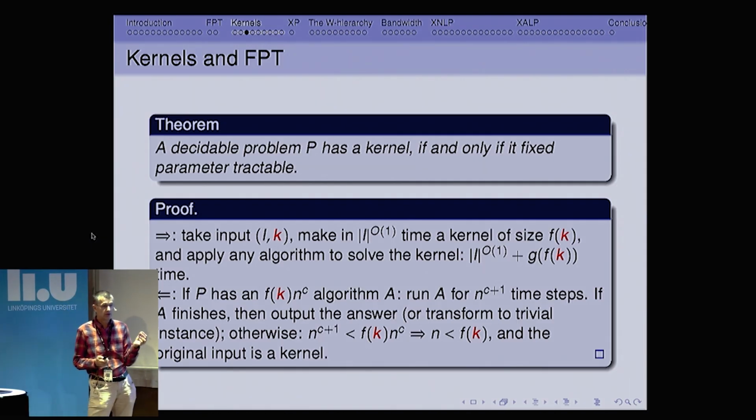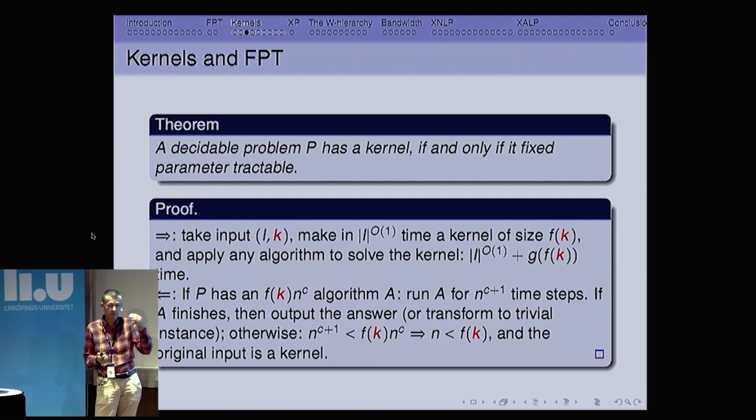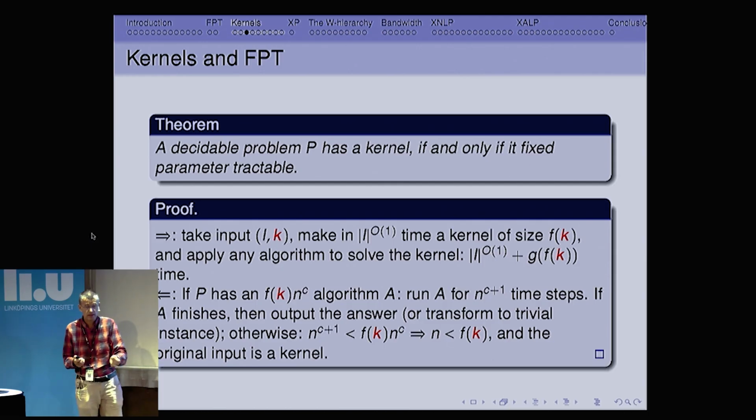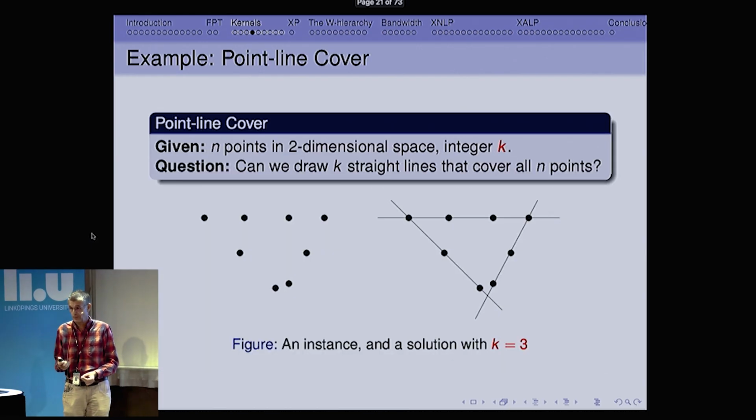What this, of course, also shows is that if you know that the problem is not FPT, then you also know that the problem does not have a kernel. So the theorem is actually useful also for that purpose.